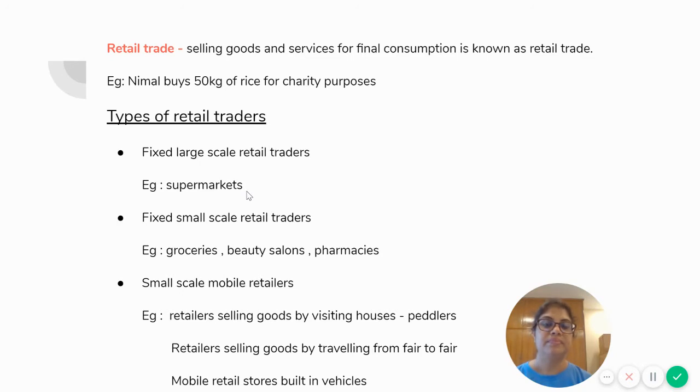So they are spending a lot of money on advertising and promotion, and always they are trying to satisfy the consumer to the maximum possible level. Then when it comes to the fixed small-scale retail traders, the examples will be groceries, beauty salons, and pharmacies, etc. All these again try to satisfy their consumers by giving a good or a service for their final consumption. You can see a lot of variety of products in those shops, and a lot of incentives and so on.